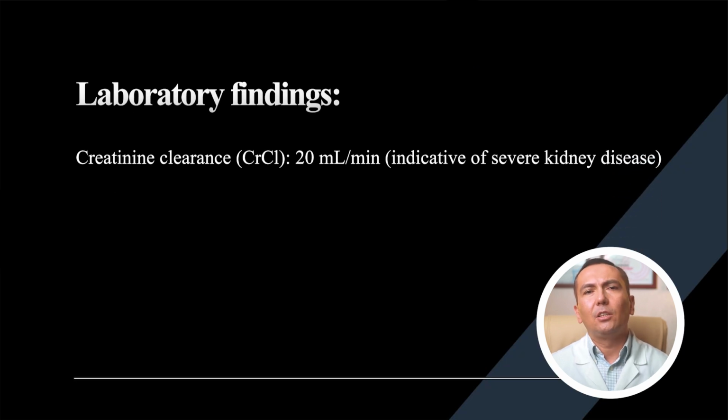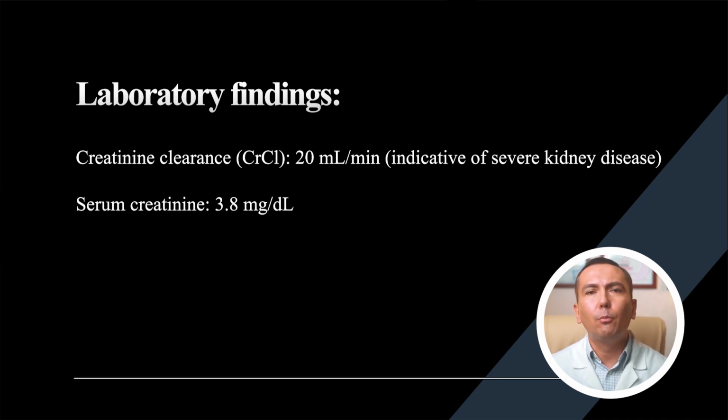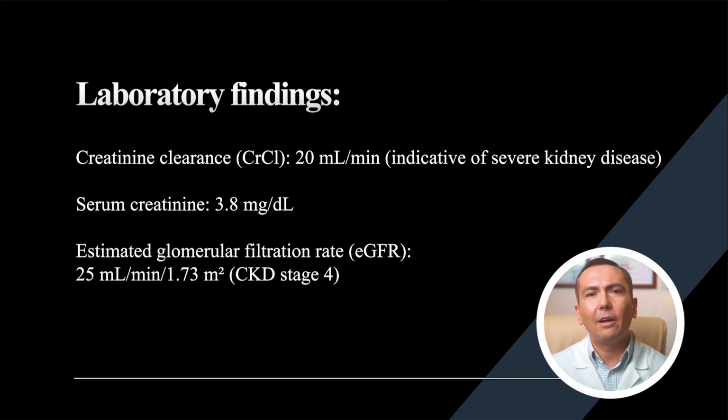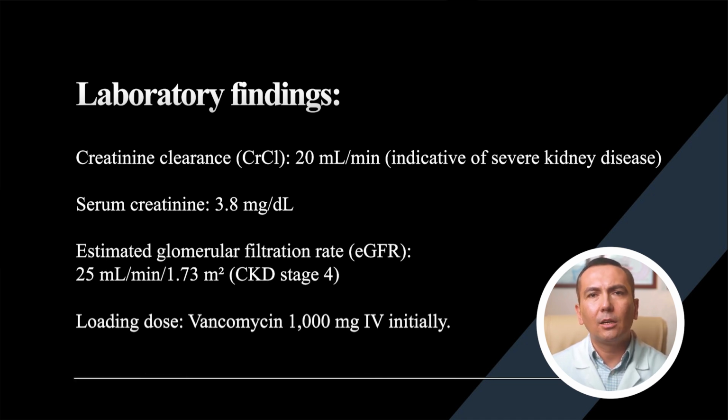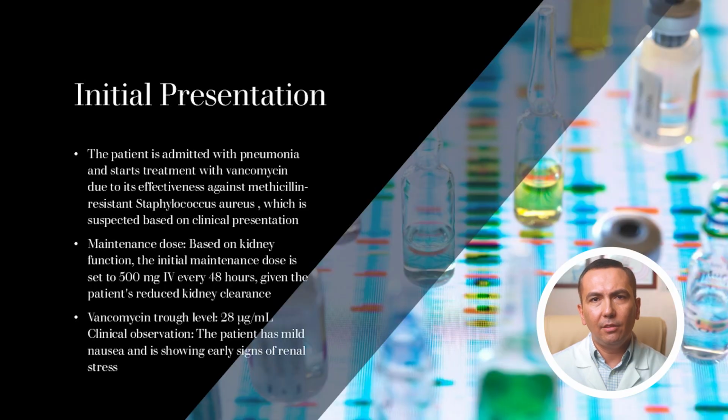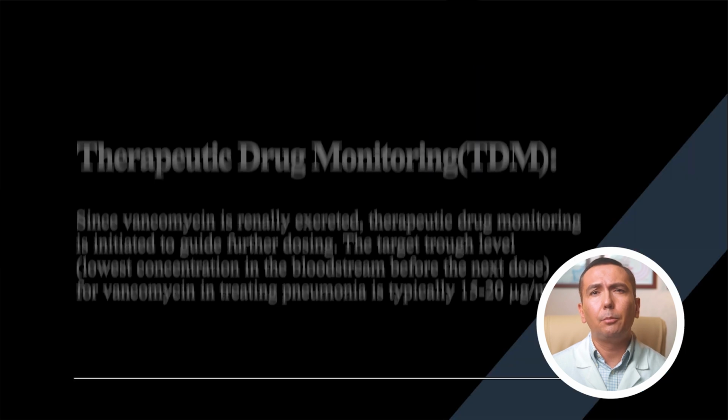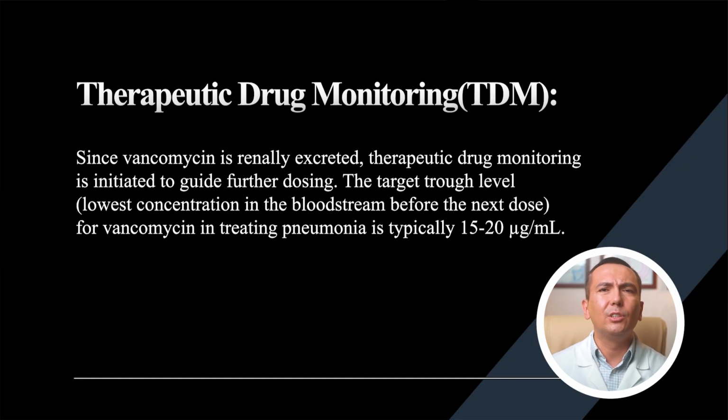Laboratory findings: creatinine clearance is 20 milliliters per minute, indicative of severe kidney disease. Serum creatinine level is 3.8 milligrams per deciliter. Estimated GFR is 25 milliliters per minute. Loading dose: vancomycin 1000 milligrams IV initially. Based on kidney function, the initial maintenance dose is set to 500 mg IV every 48 hours, given the patient's reduced kidney clearance. Therapeutic drug monitoring: since vancomycin is renally excreted, therapeutic drug monitoring is initiated to guide further dosing.